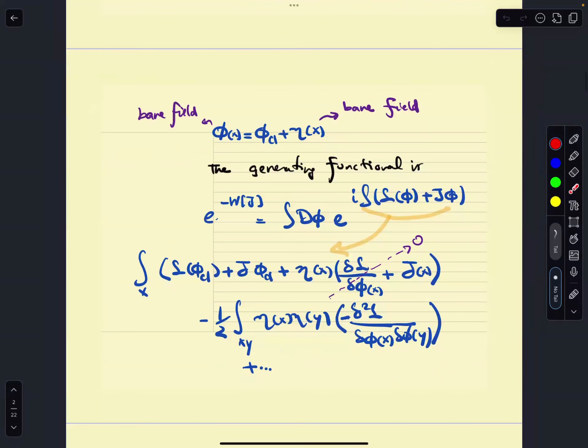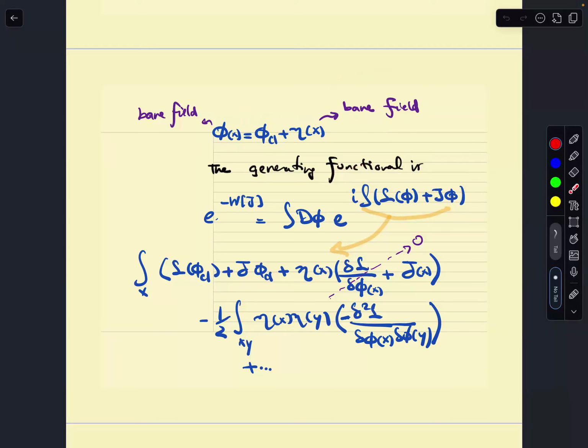So what did we do in the previous lecture? In essence, one of the things that we did was that we took the field and wrote it as phi classical, the tree-level classical piece, plus a fluctuating field. This is a bare field, and so is this one. It's just a classical function that we're subtracting.